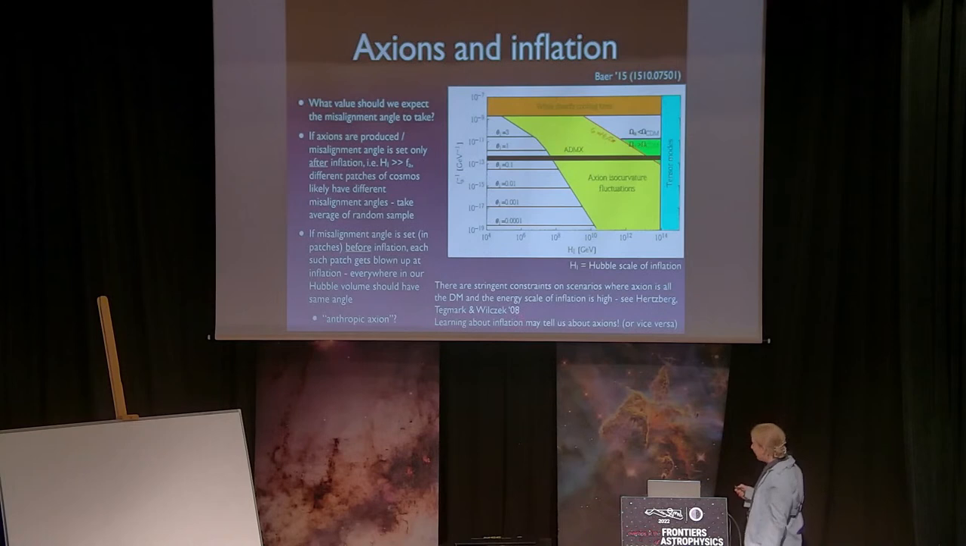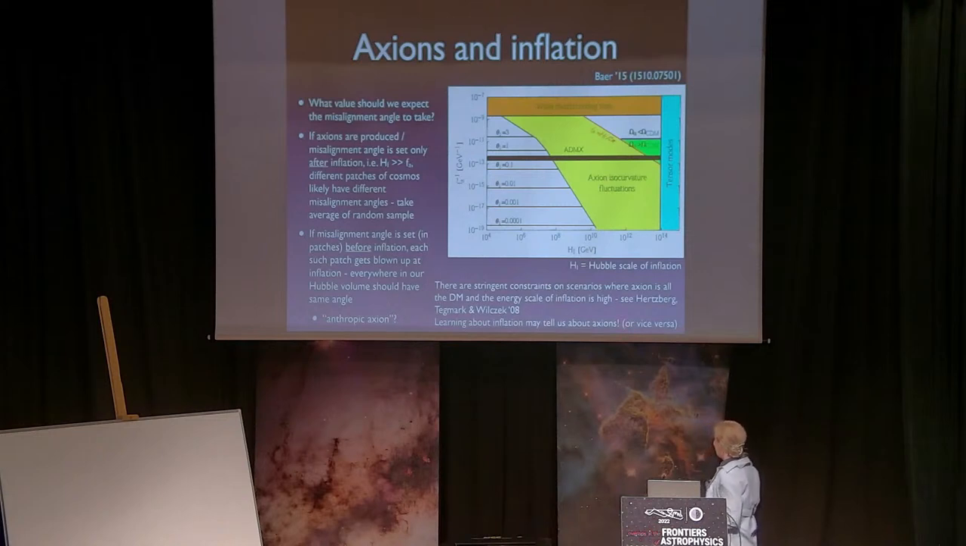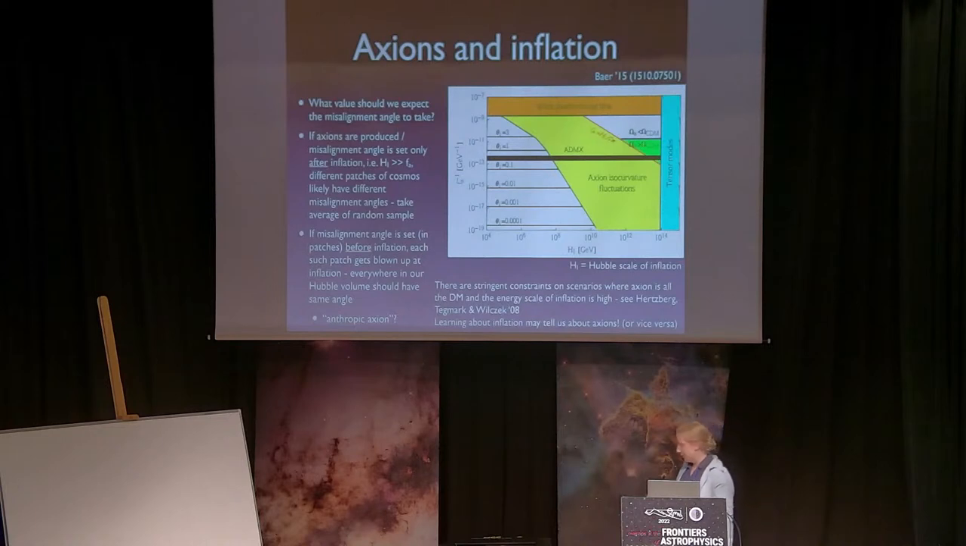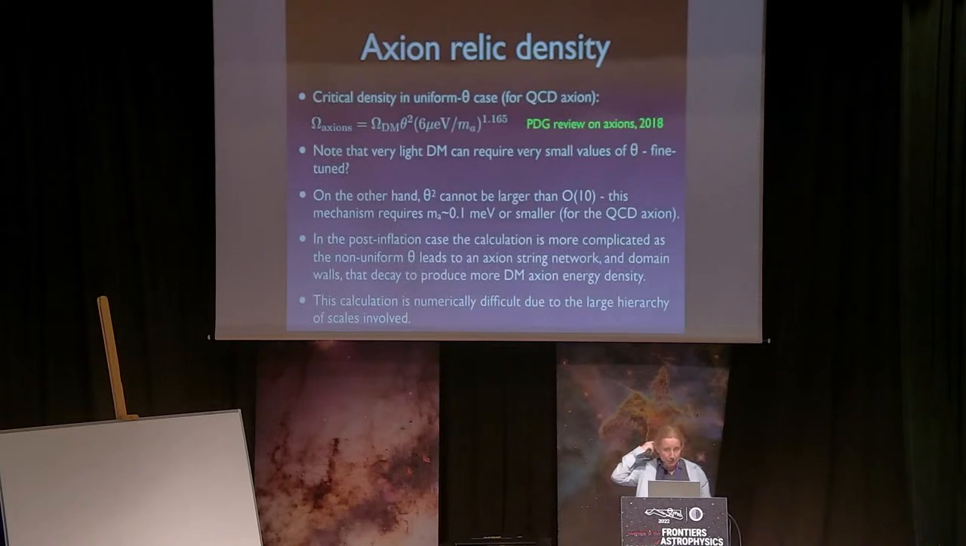So if we learn more about inflation, if we observe tensor modes, for example, that might tell us something about how axions behave. If we detect axions, that will give us some information about the scale of inflation. This plot comes from a paper that was written in the context when we thought BICEP saw B modes back in 2014, and what it could potentially have told us about theories with axions in them.